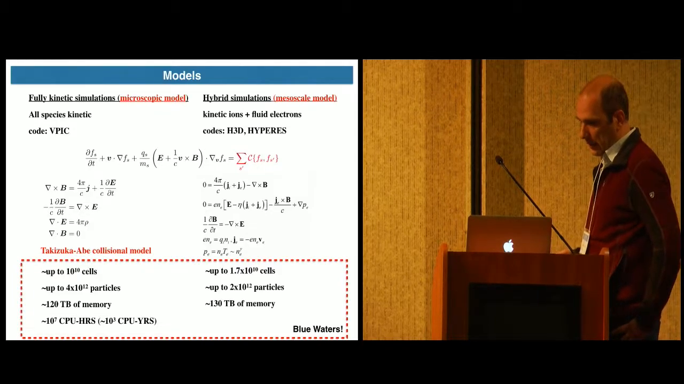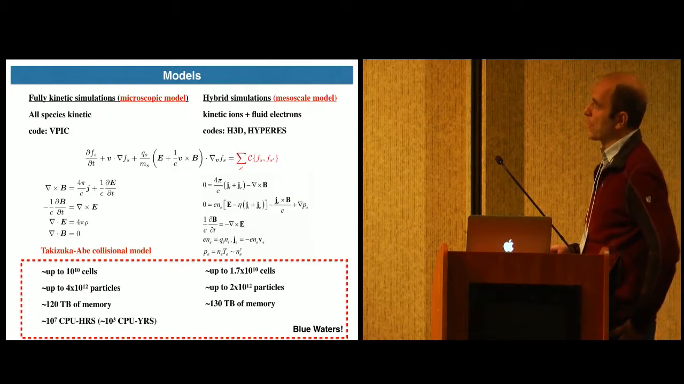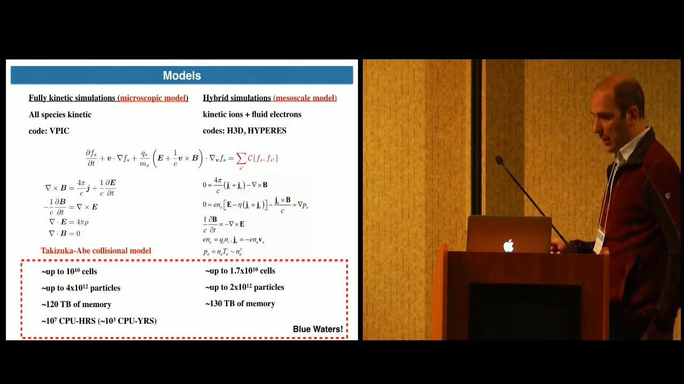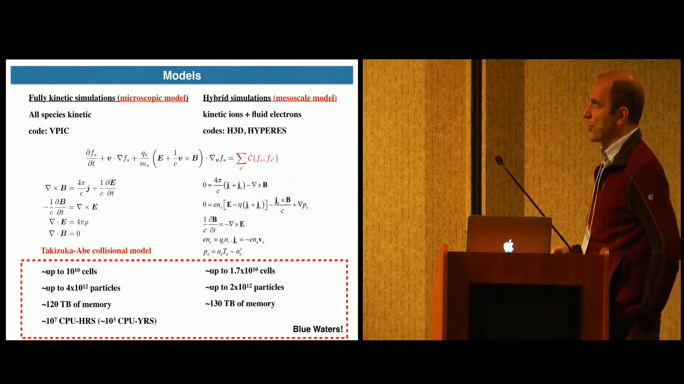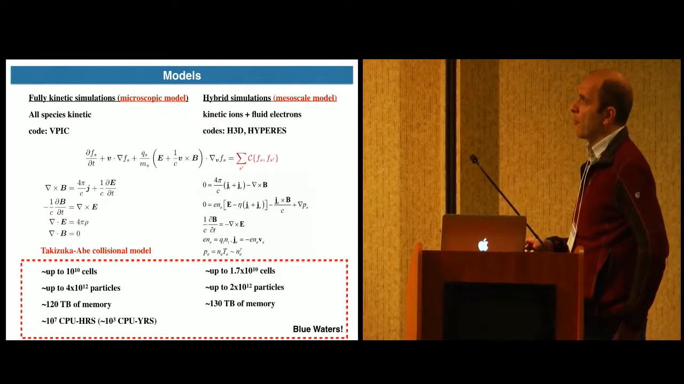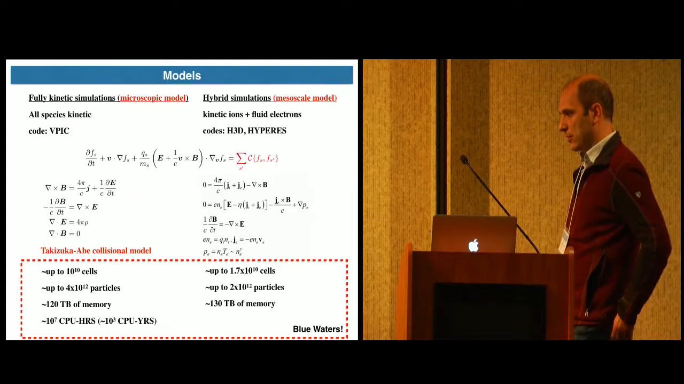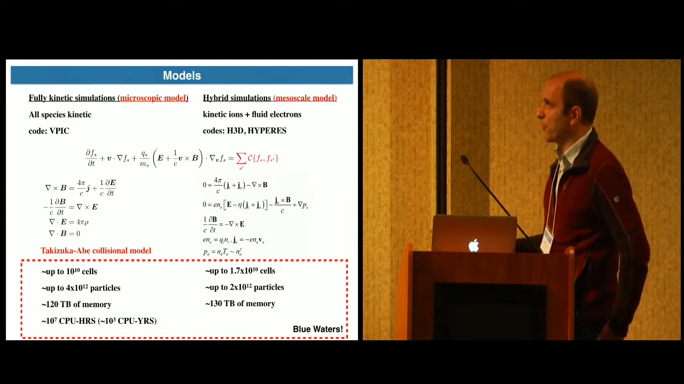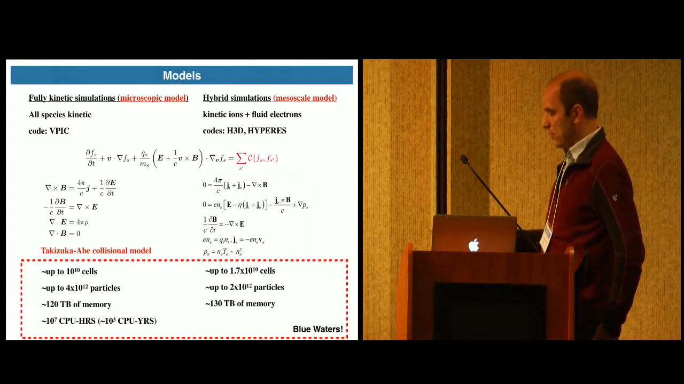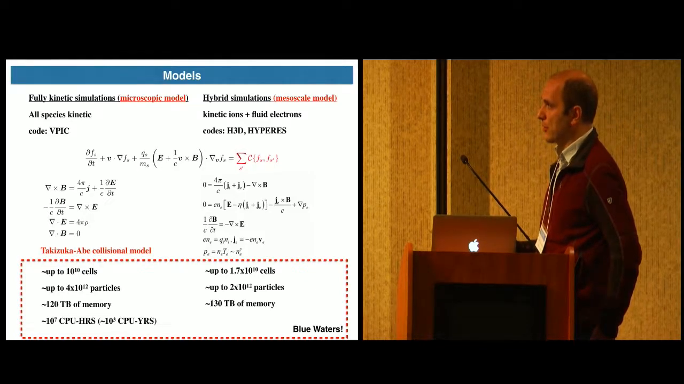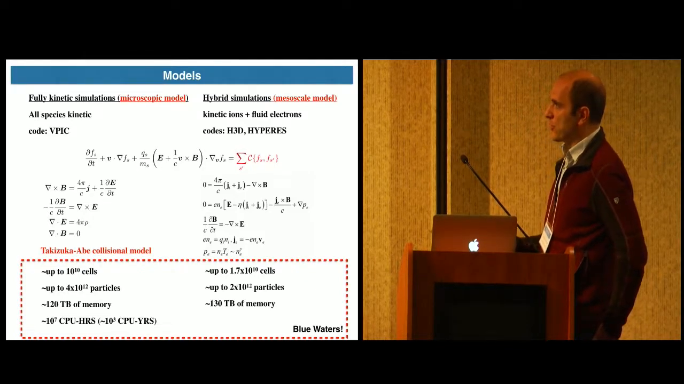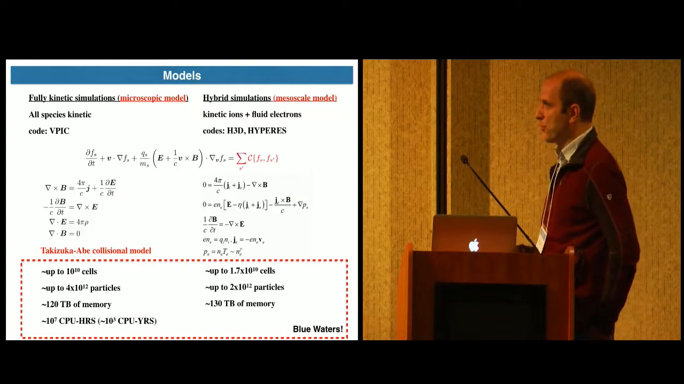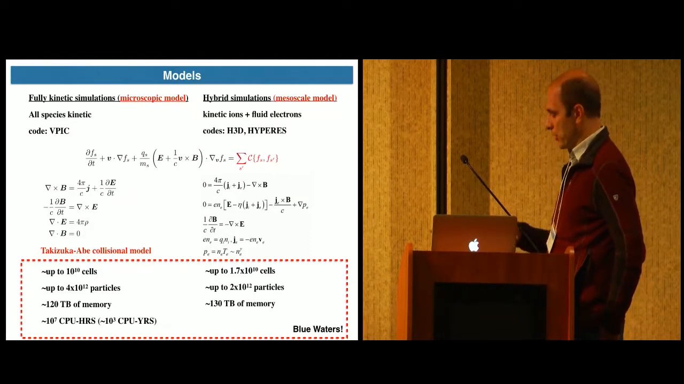And then the second class of models are referred to as hybrid simulations. They can be thought of as a mesoscopic model. Here, the heavier species, the ions, are still treated kinetically, but the lighter species, the electrons, are treated as a fluid. That removes small spatial and fast temporal scales from the problem, and it can be an adequate approximation under some conditions. Regardless of the specific models, these are very large simulations. We are trying to push them as far as possible, and that's why we need a big machine like Blue Waters.